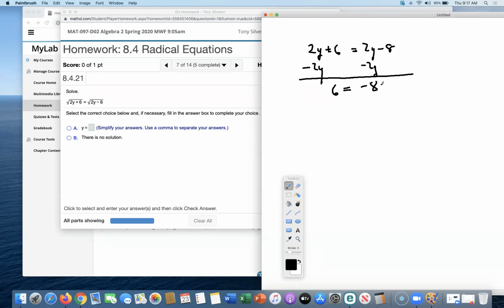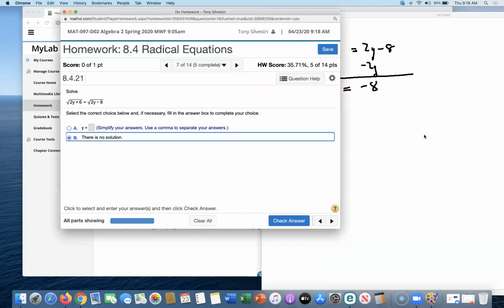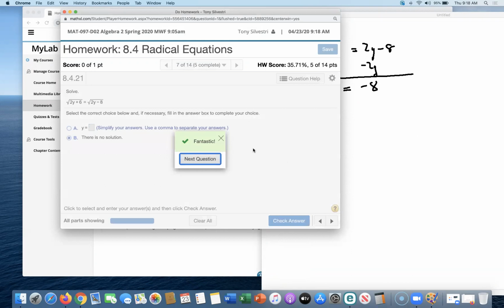I can't. I lost my y. If you lose your variable doing the right thing, well, you lost it. There is no solution. In fact, 6 equals minus 8 is a falsehood. It's false. You can never make something false true. So there is no solution to this problem. Nothing. Check your answer. Fantastic.